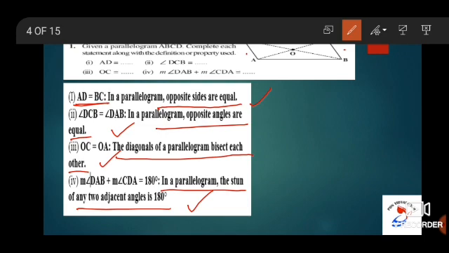Measurement of angle DCB is equal to angle DAB because opposite angles of parallelogram are equal. The value for OC is equal to OA because diagonals of parallelogram bisect each other. Fourth subdivision, measurement of angle DAB plus measurement of angle CDA equal to 180 degree because sum of adjacent angles of parallelogram is supplementary. So sum of adjacent angles of parallelogram are supplementary. So measurement of angle DAB plus angle CDA equal to 180 degree.